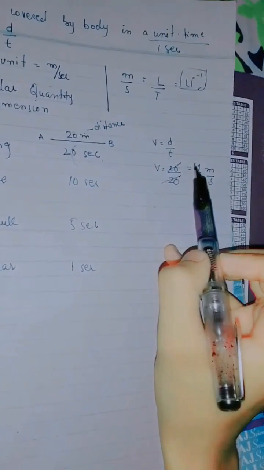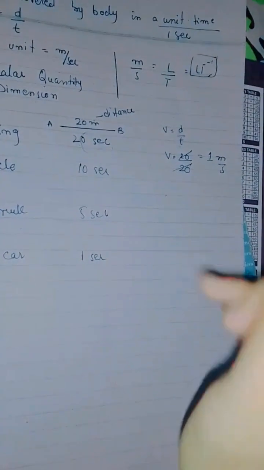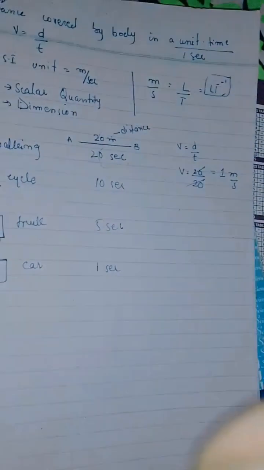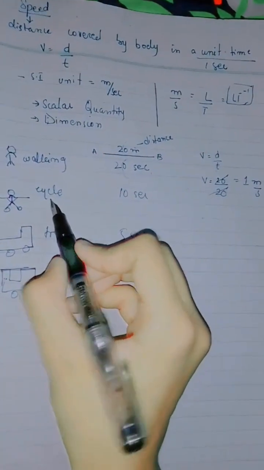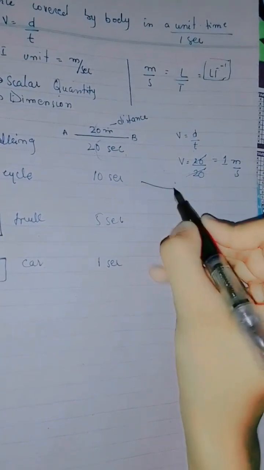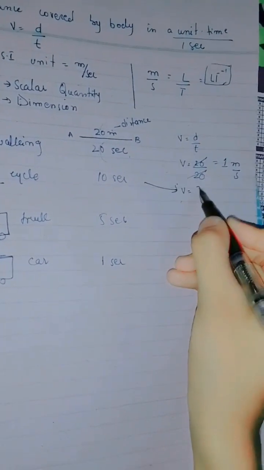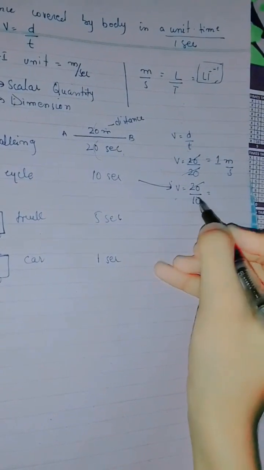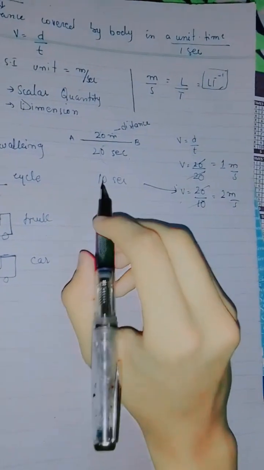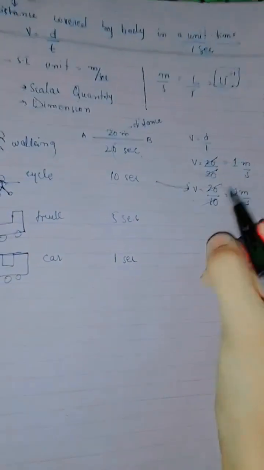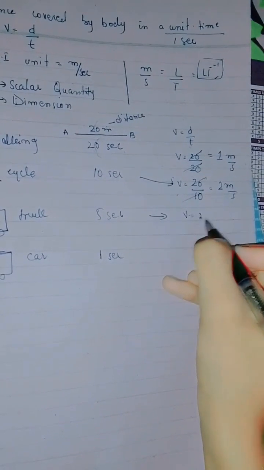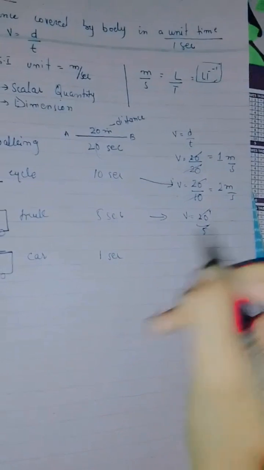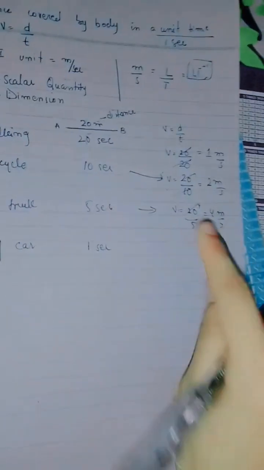It means that the person who is walking has covered 1 meter in 1 second. Now the speed of the person on the cycle: V is equal to distance 20 and time 10, so it will be 2. The person has covered 2 meter in 1 second. For the person in the truck, 20 upon 5, 5 fours are 20. The person has covered 4 meter in 1 second.